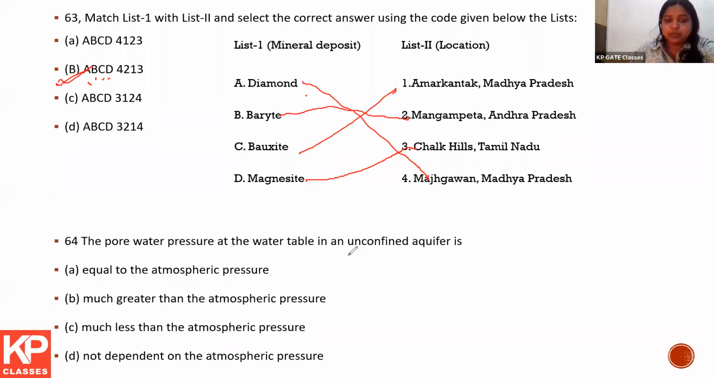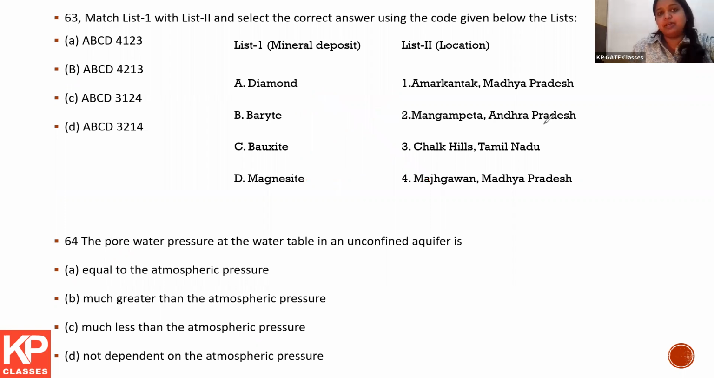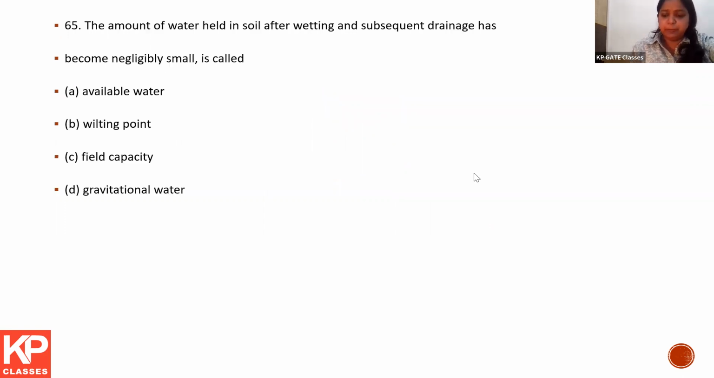Pore water pressure at water table in an unconfined aquifer will be equal to atmospheric pressure. That's the definition of water table actually. Pore water pressure at the water table in an unconfined aquifer will always be equal to atmospheric pressure. That particular level itself is what is called the water table. So that's an easy question, I would say.